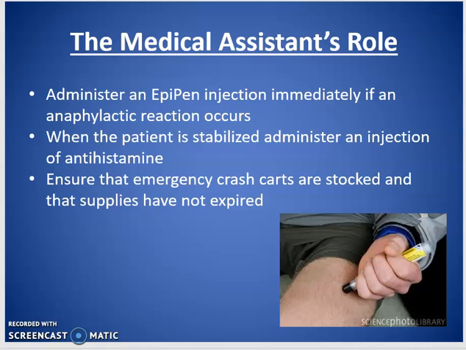Administration of an EpiPen injection is immediate after anaphylaxis if you want it to work. And you're seeing a very classic route of administration right here. When the patient stabilizes, administer an injection of antihistamine and ensure that the emergency crash carts are stocked and that supplies have not expired. So we haven't gotten into crash carts. You may or may not know what they are.